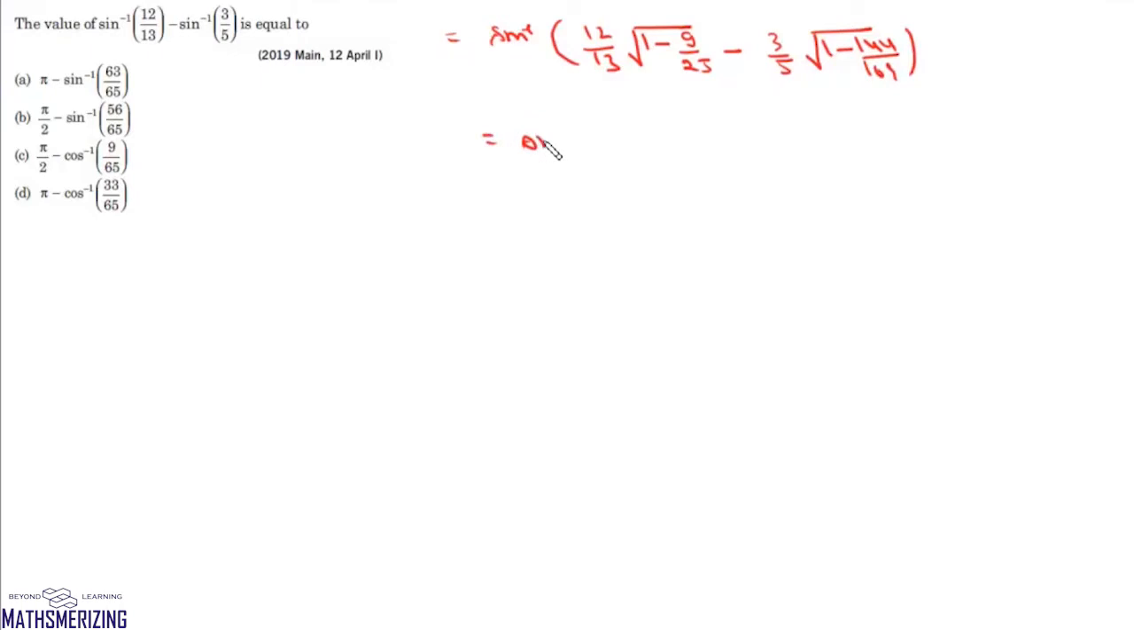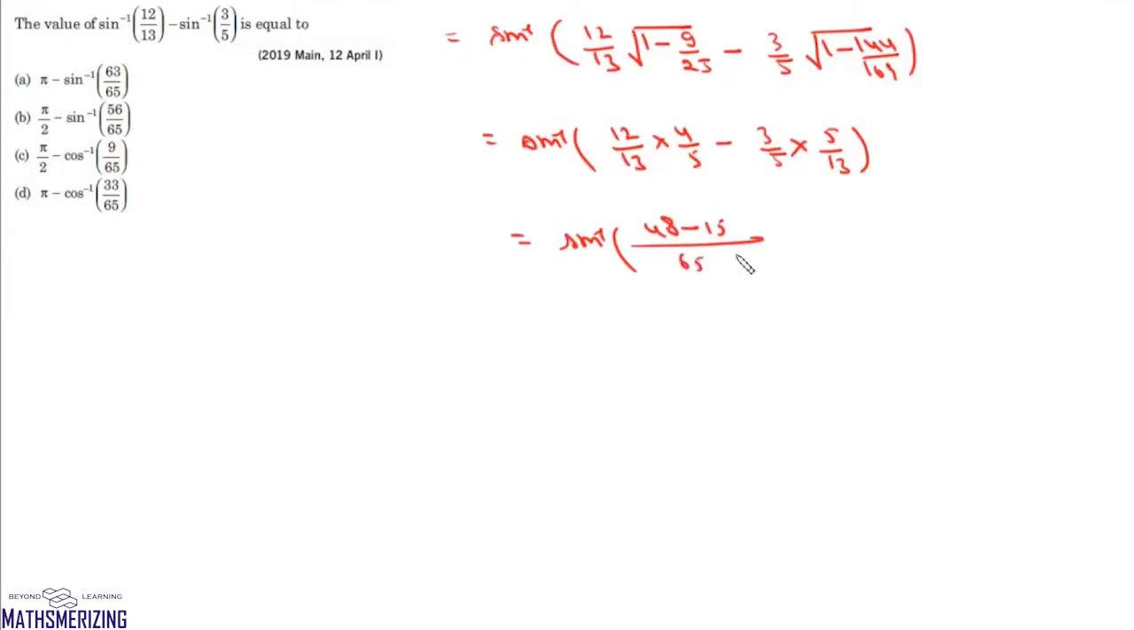So we can write this as sin inverse of 12 by 13 into 4 by 5 minus 3 by 5 into 5 by 13. So it will be sin inverse, and there will be 48 minus 15 upon 65. So we can write this as sin inverse 33 by 65. Now there is no option which matches with it.